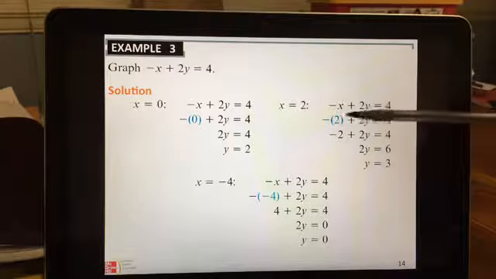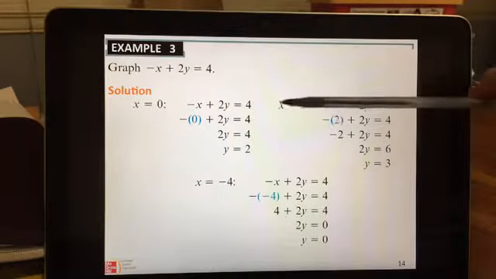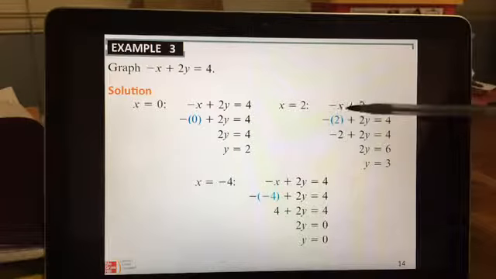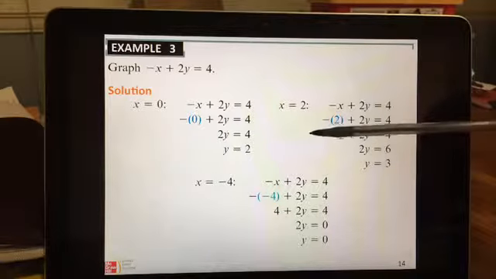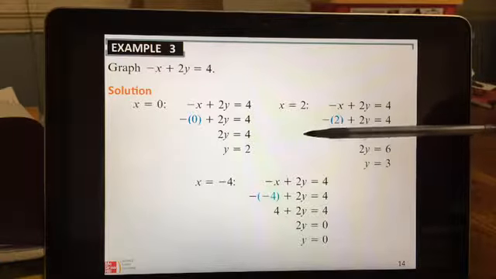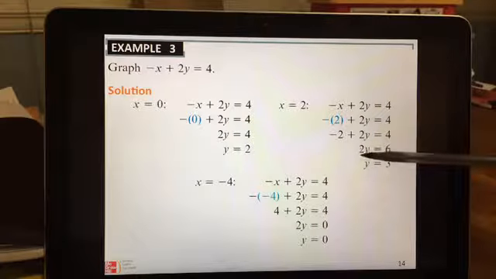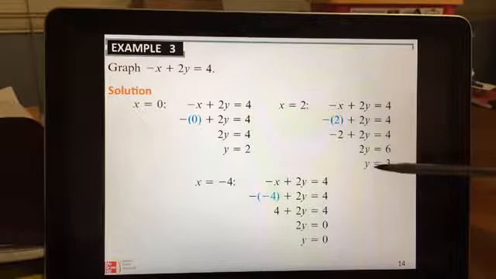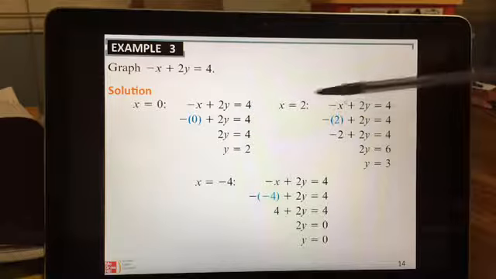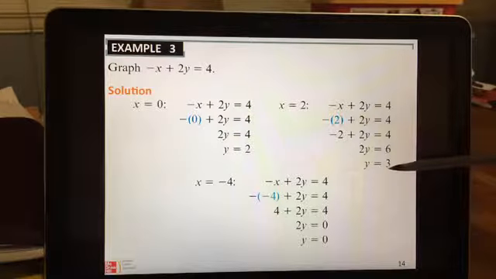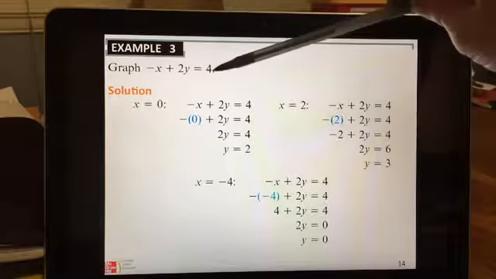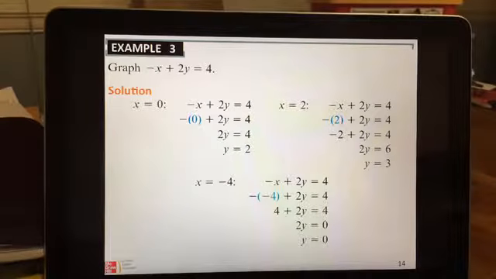Okay, so then I come over here to the next one and we're going to plug in x is 2. Here's what my equation looks like when I plug in x is 2. Then I'm going to add a 2 to both sides to get rid of the 2. So add 2, and I get 2y is 6, or y is 3. So 2, 3 is a point that solves the equation.